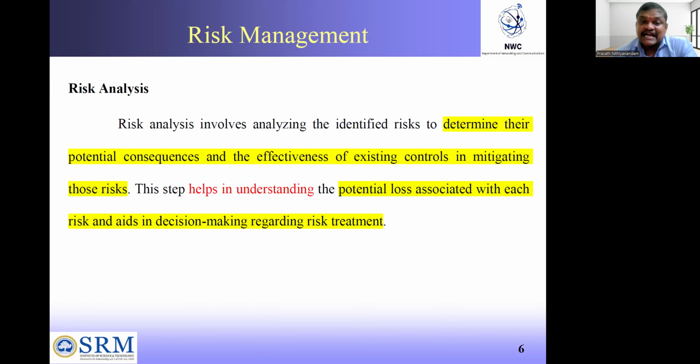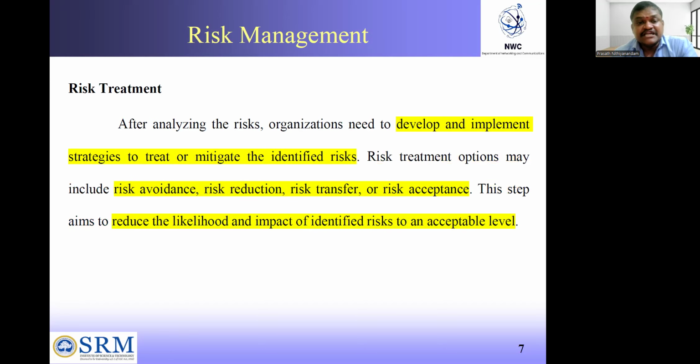And the next one is risk analysis. Risk analysis involves analyzing the identified risks to determine their potential consequences and the effectiveness of the existing controls in mitigating those risks. This step helps organizations to understand the potential loss associated with each risk and aids in decision making regarding risk treatment. As an example, an e-commerce company analyzes the risk of data breaches and determines that stronger encryption is needed for consumer data.